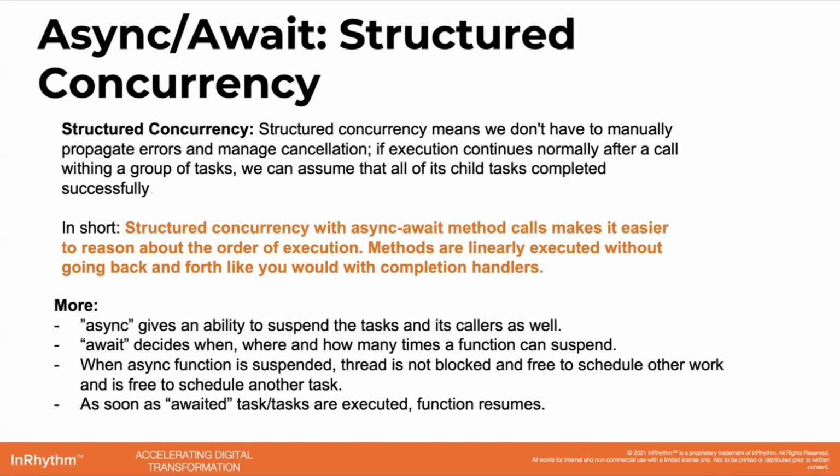Structured concurrency means we don't have to manually propagate errors and manage cancellations. If execution continues normally after a call within a group of tasks, we can assume that all of its child tasks completed successfully. That means with structured concurrency, you will go step by step. You don't have to switch from closure to closure or completion to completion. Once specific instructions are executed and we get the value back, that means all the child processes are already finished on that thread.